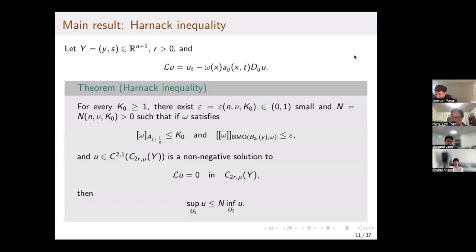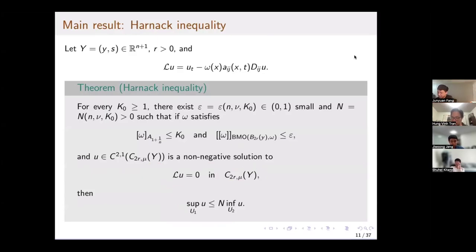And then if u is a non-negative solution to this equation in this cylinder, after this radius we put a mu over here. That means this is some new type of weighted cylinder. Okay, I will introduce it later. Then we have the Harnack inequality. This Harnack inequality, the parabolic form, is the same. You can use the previous picture to help you understand that.